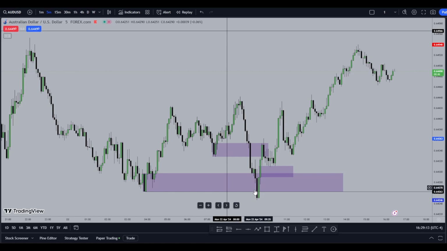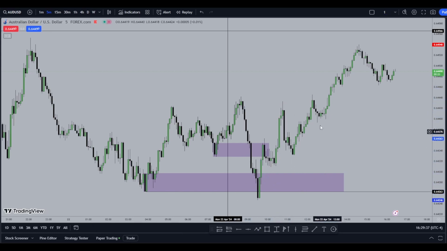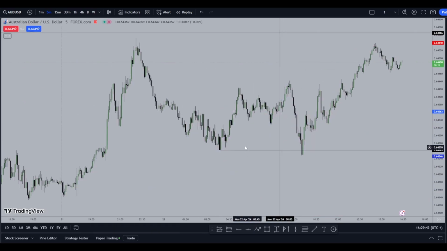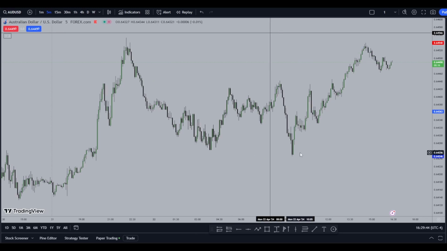So if you're afraid to place the limit order, what you can do is wait for the fair value gap, and then you can enter right over here. But this does not happen every time, because sometimes price will go down like this and then there will be a big move with no retracement back towards the downside, and you will miss this big move.